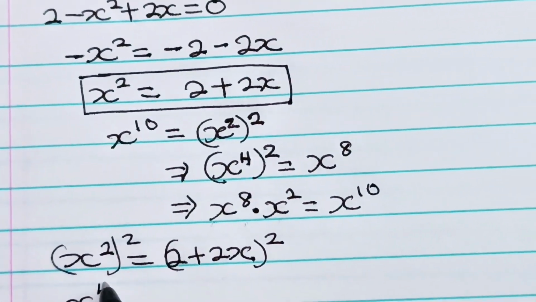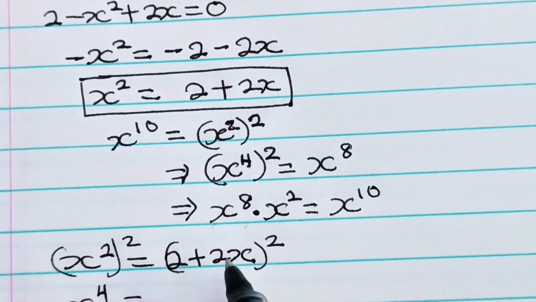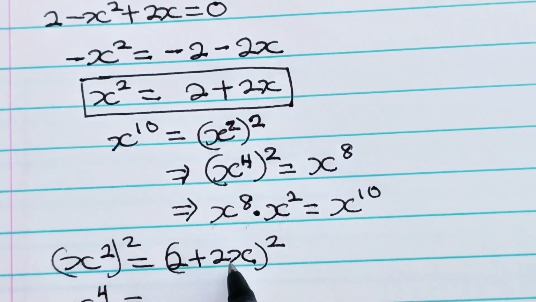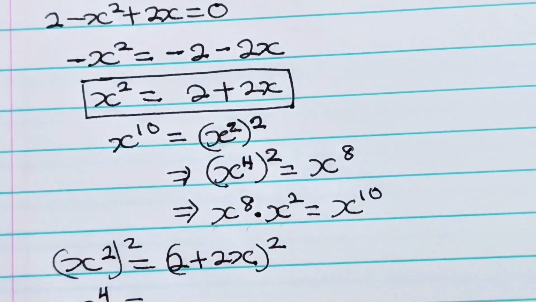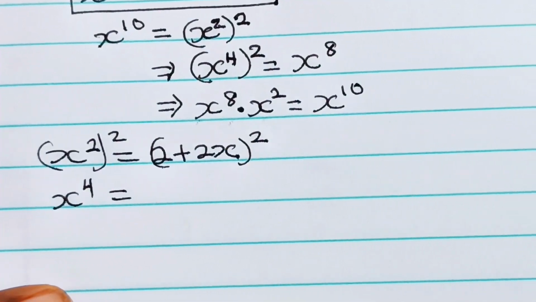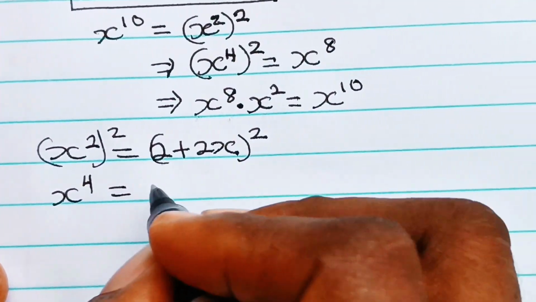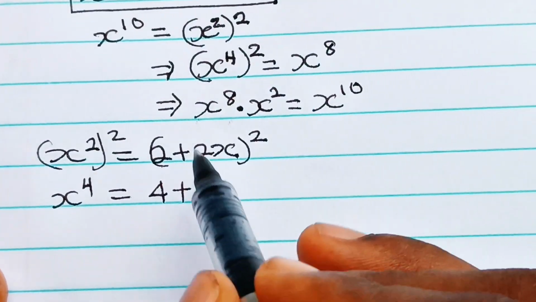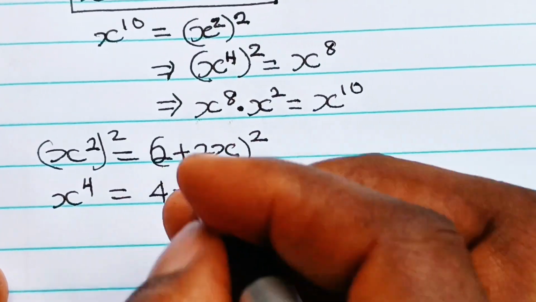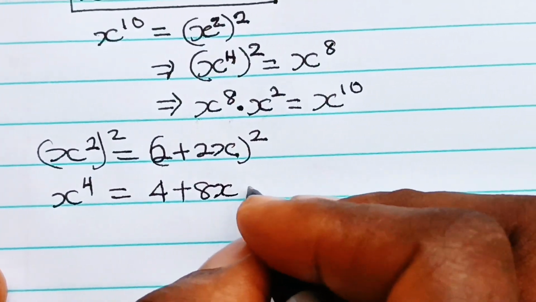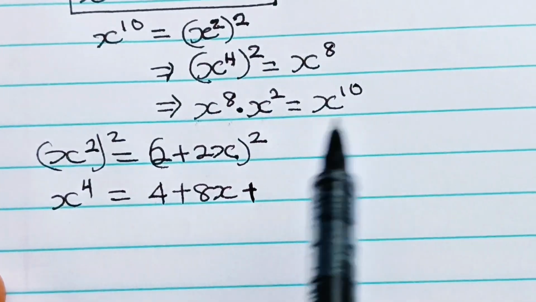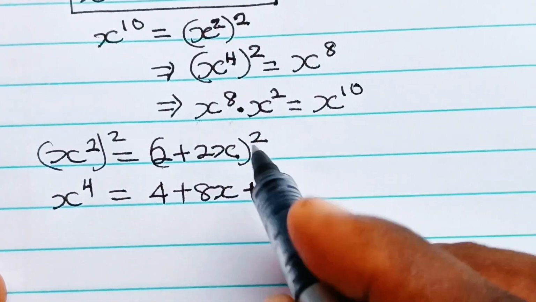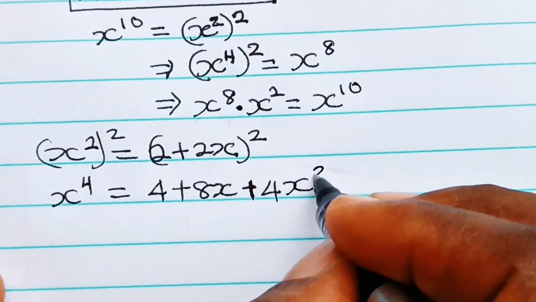So we have x to the power of 4 is equal to, now when you have a plus b squared, it's going to be a squared plus 2ab plus b squared, right? So that means we can now write this as a squared, that is 2 squared, which will give us 4, plus 2ab, that is 2 times 2 times 2x, which is 8x, then plus b squared, that is 2x squared, which is 2 squared will give us 4, and x squared is x squared.